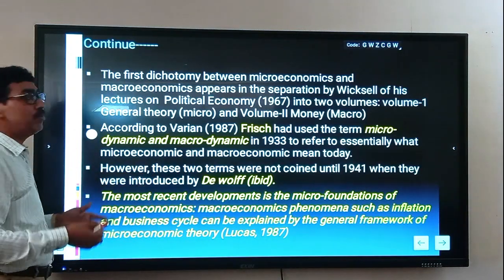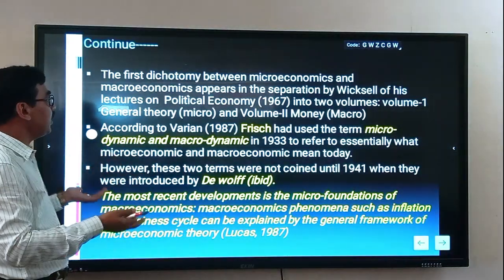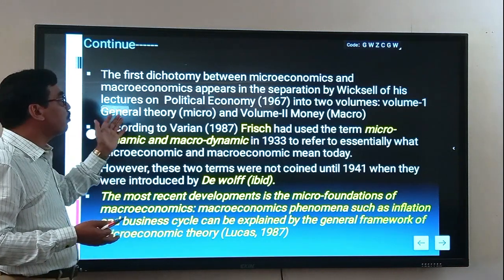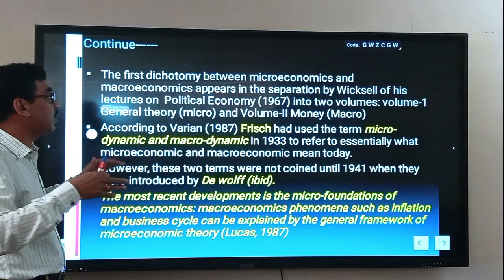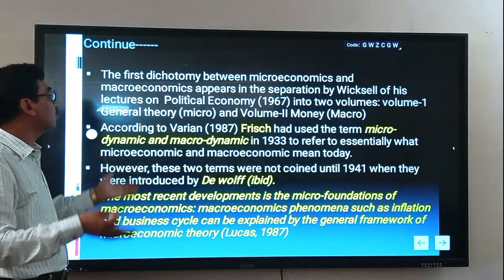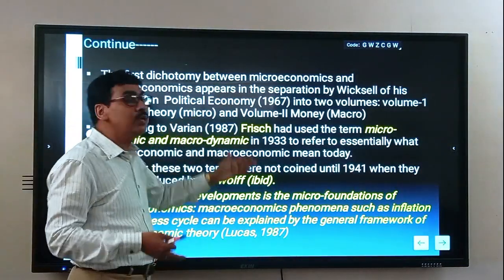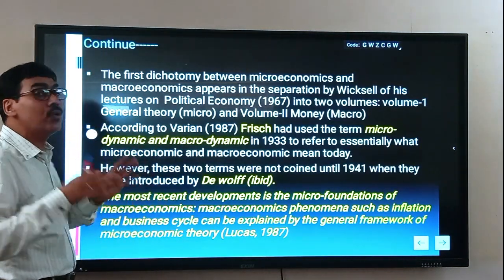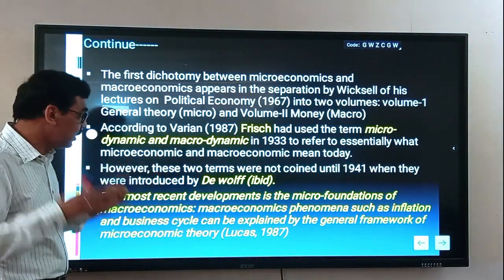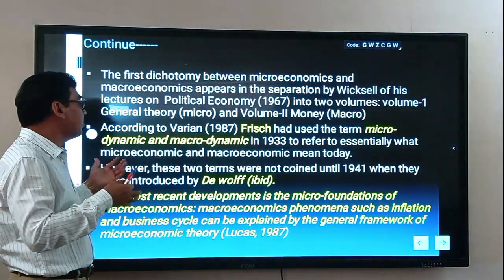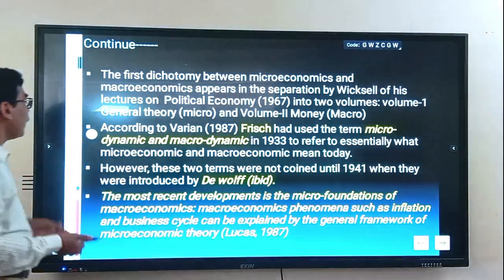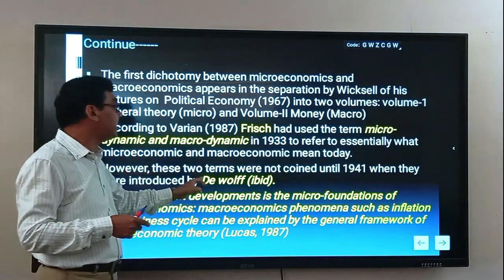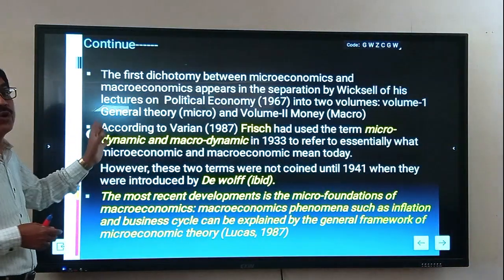Then the first dichotomy, meaning the existence of both things, between microeconomics and macroeconomics appears in the separation by Wicksell in his lectures on political economy. For the first time, he separated his work, which was published in two volumes: Volume 1, General Theory, which is micro, and Volume 2, Money, which is macroeconomics. According to Varian, 1987, Frisch had used the terms microdynamic and macrodynamic in 1933, which is what microeconomics and macroeconomics mean today. However, these two terms were not coined until 1941, when they were introduced by D. Wolf, who utilized the concepts of microeconomics and macroeconomics.